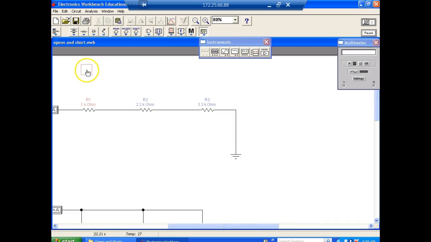Then what we're going to do is come over here and put the meter across this resistor right there. What's it going to measure? How many volts is it going to drop? On the open? No, we're dealing with shorts right now. It's going to read pretty dang close to nothing, right? Y'all understand that? We'll see if it does.